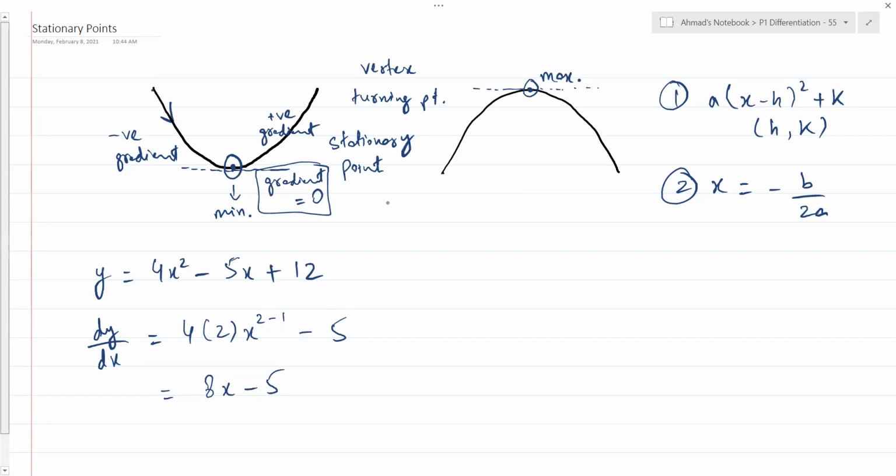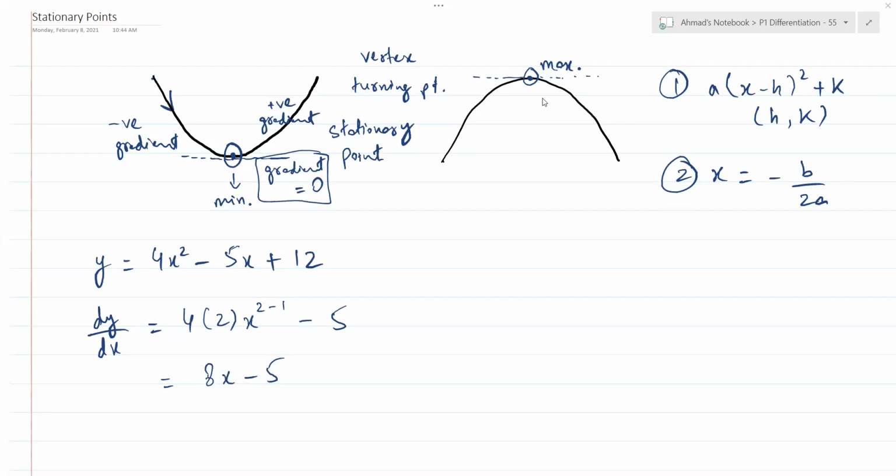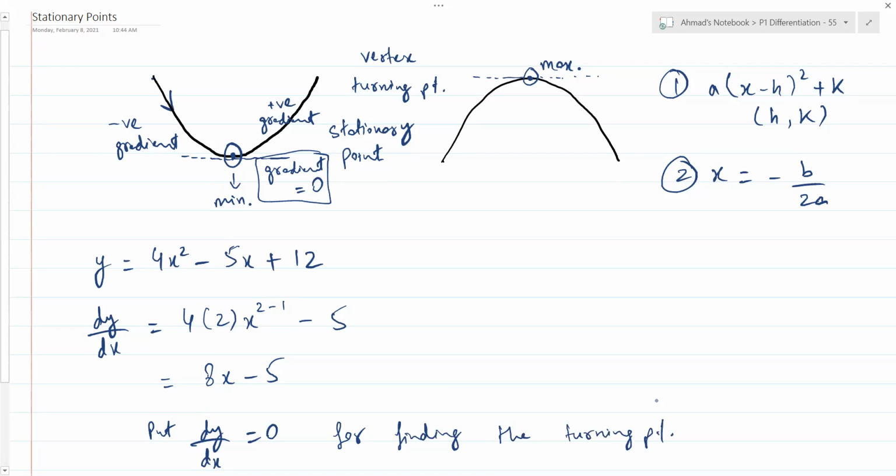And now the idea is, since at the turning point the gradient is equal to 0, that means the derivative of the curve is equal to 0. So what you do here is, you put the derivative equal to 0 for finding the turning point. Because at the turning point, your derivative is equal to 0. You can call this a turning point, you can call this the stationary point. That's what you're going to be hearing again and again in differentiation as well. They're both the names for the same thing.